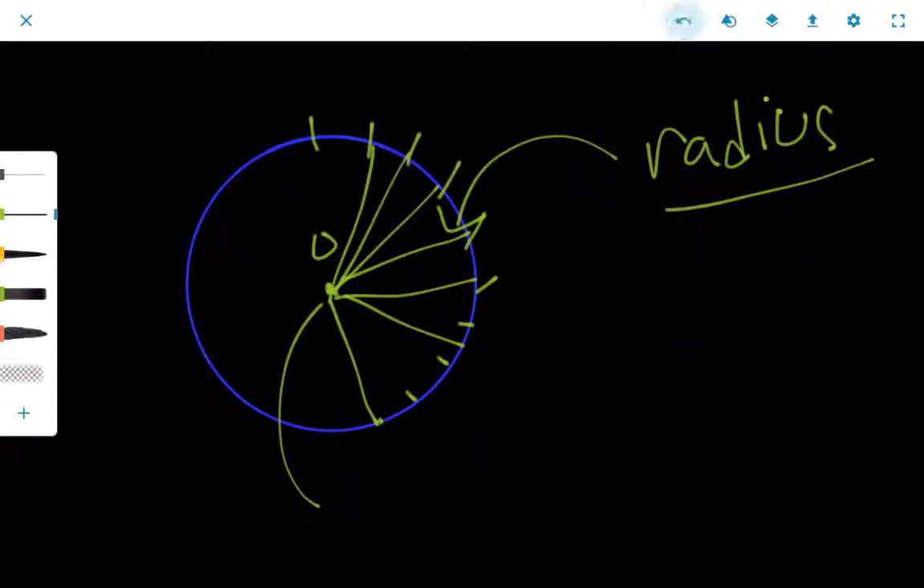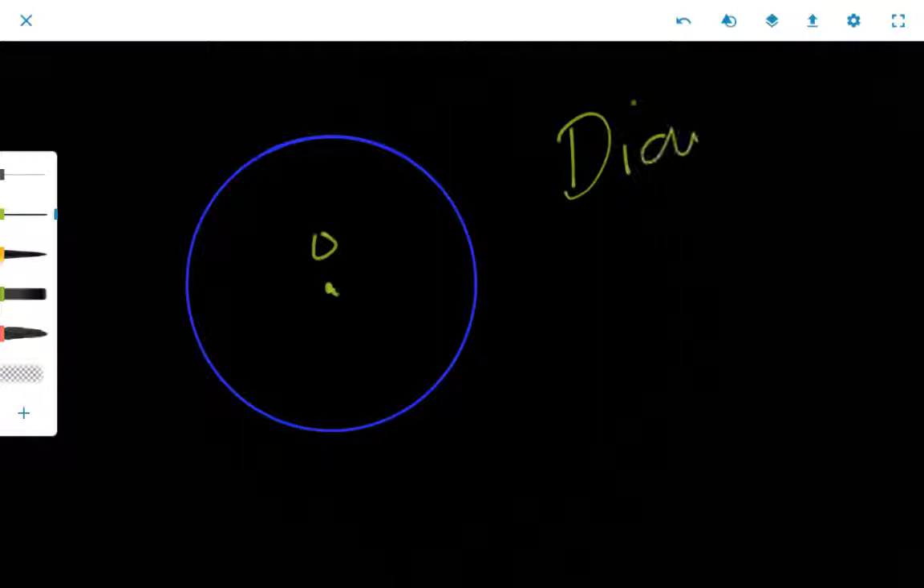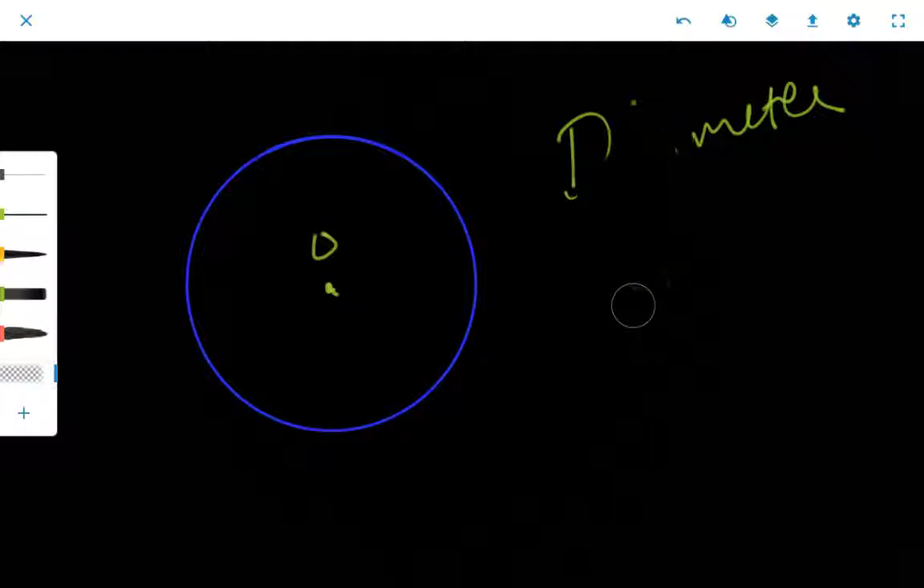You have to wait a second, it takes a long time, I know. So this is the center. This constant distance I told you is r, the radius. Diameter is 2 into r, meaning this length is the diameter. Diameter is nothing but 2r. Okay, understand?